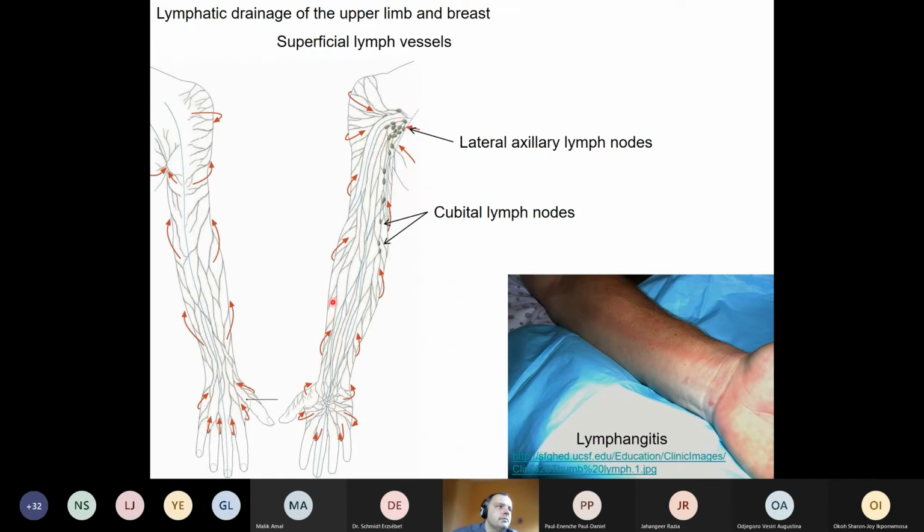Under the skin, these lymph vessels travel. If they get inflamed, one can see a red stripe on the skin. This is an infected lymphatic vessel called lymphangitis. This is sometimes visible if the patient has skin infections.